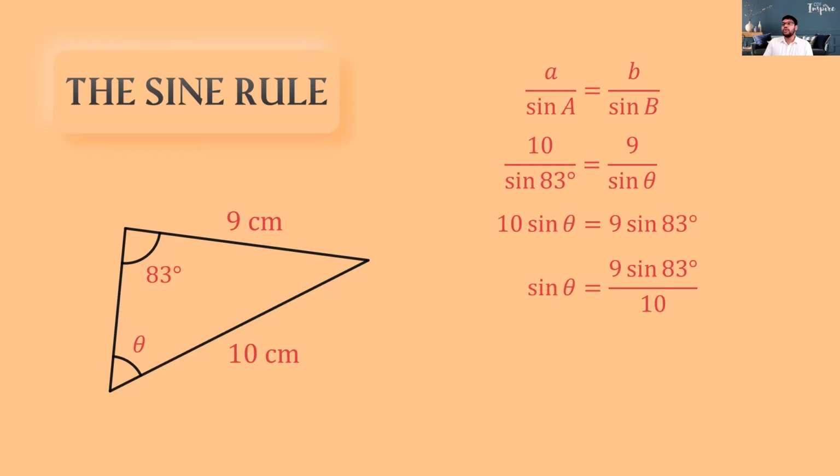Now children, you know that if you have sine theta, to find the angle, what should we do? You have to take sine inverse, right? So we take theta equals sine inverse of this whole thing. If you want, you can first find what the value of 9 sine 83 over 10 is, and then you can find sine inverse of that as well, whatever you like, right? Children, take your calculators, work this out and tell me the angle that you all get.